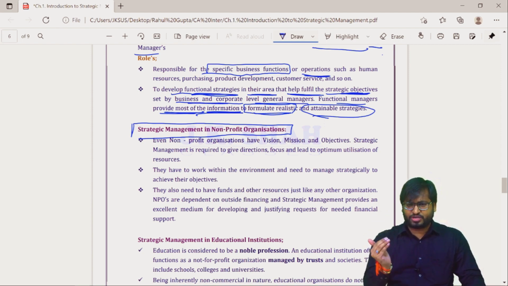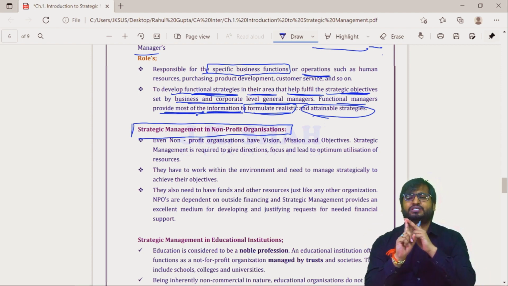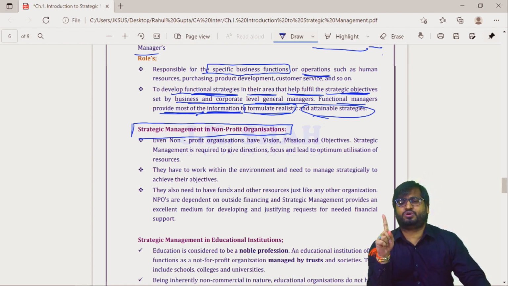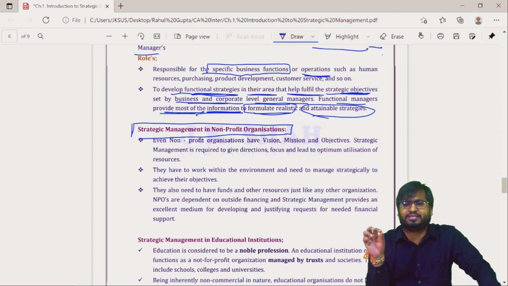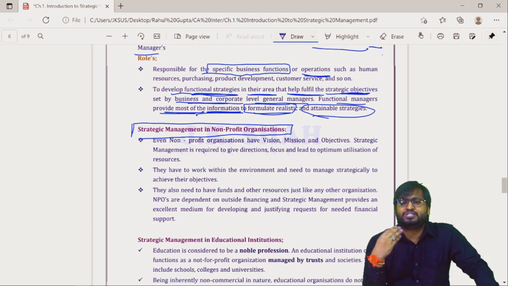So let's try to revise whatever I studied. Education is a noble profession, since it is a not-for-profit organization, like schools, colleges, trusts. Not many people had entered into this industry, but however, with the changing times, even private schools, private colleges, private institutes have started opening up. There is a change in the way the lectures are delivered nowadays.